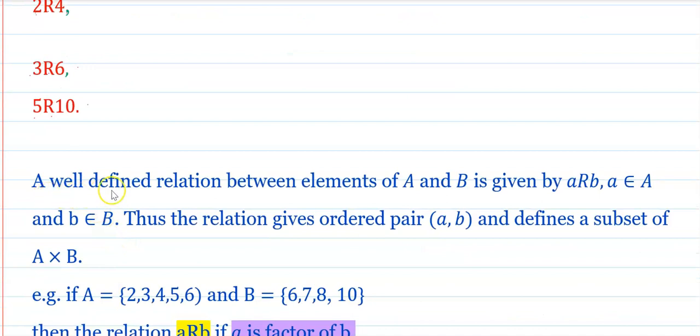A well-defined relation between elements of A and B is denoted in this way: a is related to b by using a particular relation, whatever that is. Maybe it is a factor, is divisible by, or their subtraction is an odd number, etc. Here small a belongs to capital A and small b belongs to capital B. Thus the relation gives the ordered pair (a, b) and defines a subset of A cross B. That relation is always a subset of A cross B.